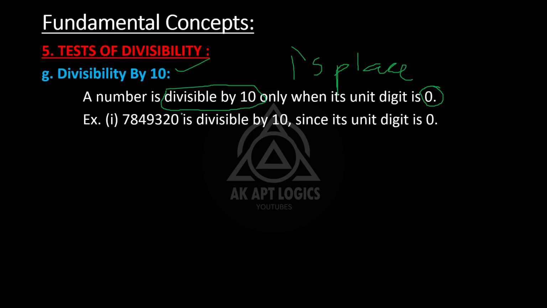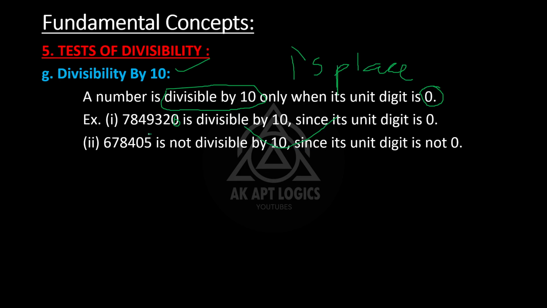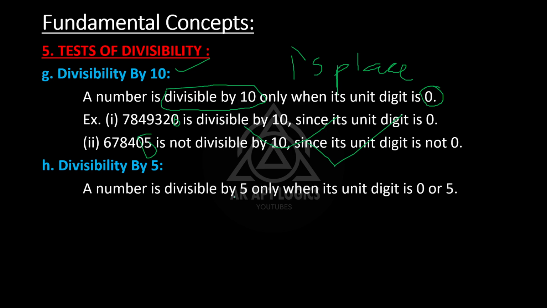See here, the unit digit is 0. So simply we can say that the given number is divisible by 10. Here the unit digit is 5. So simply we can say that it's not divisible by 10. For the rule of 5, a number is divisible by 5 only when its unit digit is 0 or 5.